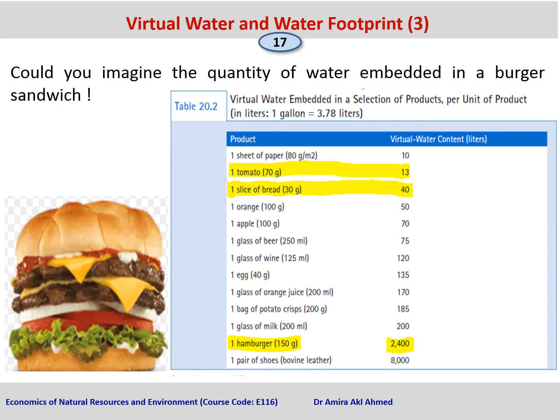Table 20.2 presents the amount of virtual water embedded in some common goods. For example, to produce one burger, we need to use 2,400 liters of water. Moreover, we need to use 40 liters of water to produce one slice of bread and 13 liters of water to produce one tomato. Now, could you imagine the quantity of water embedded in a burger sandwich?